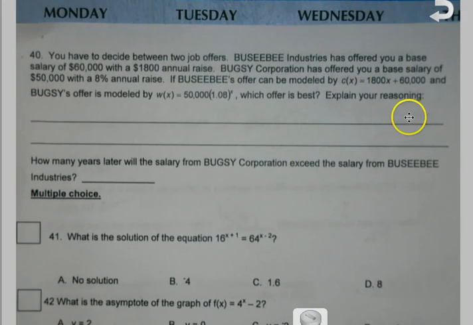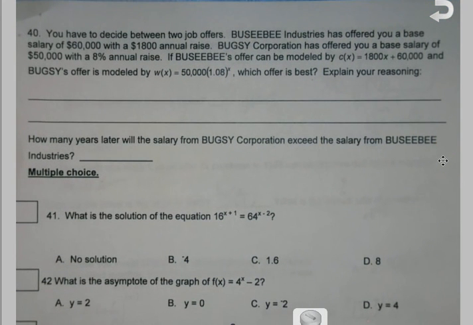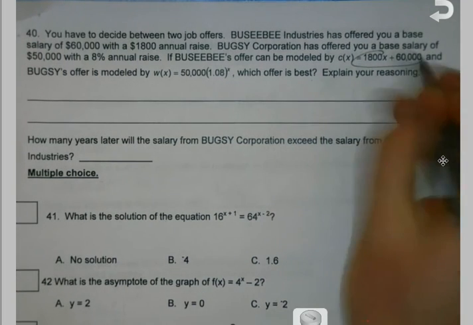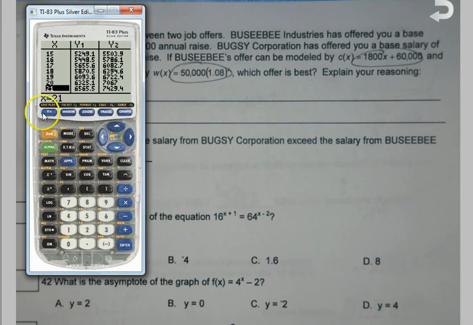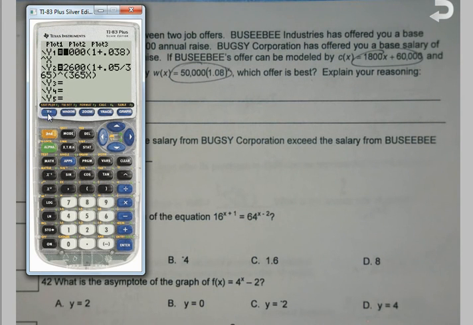Oh, another story problem? Sheesh. Okay, we got Busy Bee and we got Bugsy. Guess what? They're giving me expressions to work with again. Let's punch them in and do some comparison shopping here. Oh, wrong button. Find us a good job. All right, 1,800x plus 60,000. And the other one's starting me at 50,000 with an 8% raise each year. Ooh, I'd love to get an 8% raise each year.